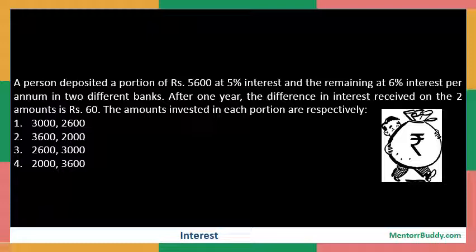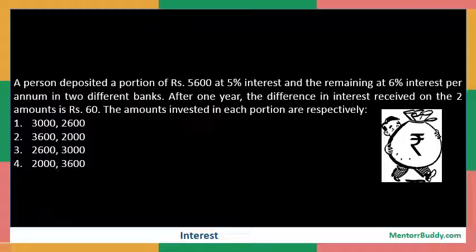We have a question based on interest. The question says, a person deposited a portion of rupees 5600 at 5% interest and the remaining at 6% interest per annum in two different banks. After 1 year, the difference in interest received on the two amounts is rupees 60. The amount invested in each proportion are respectively.